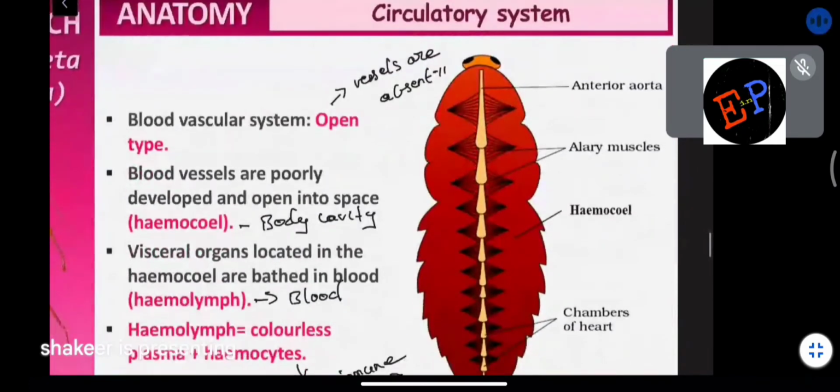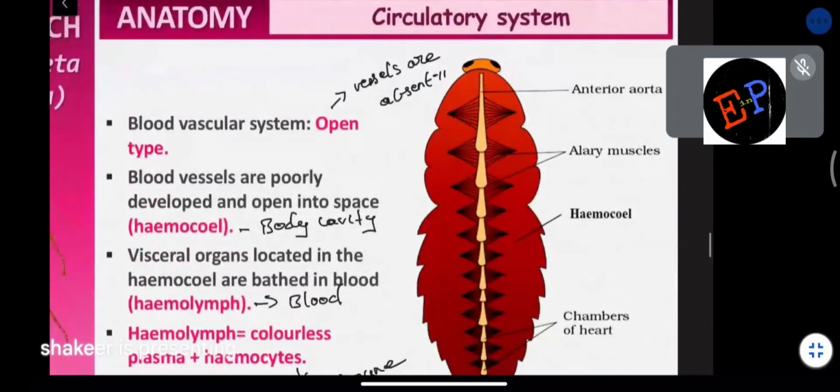So next we are discussing the circulatory system. What kind of circulatory system is present here? Open type of circulatory system. What is meant by open type of circulatory system? Open type of circulatory system means blood vessels, veins, veinlets are not present.